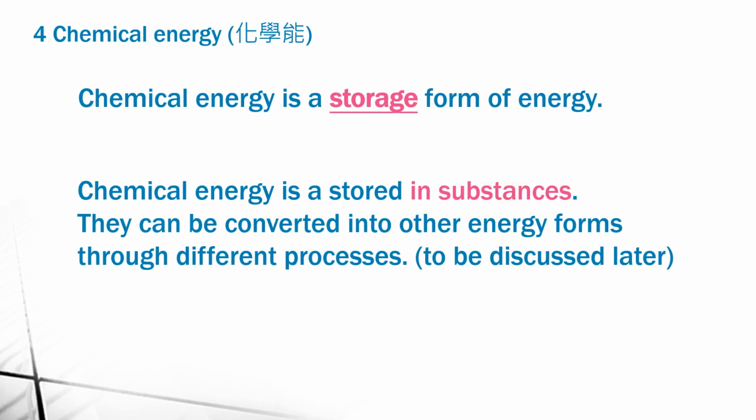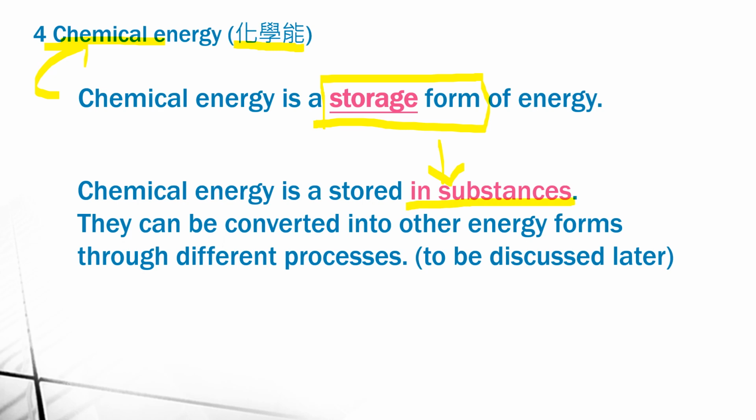The next form of energy I'm going to introduce to you is called chemical energy. In Cantonese, we call it 化學能. It's very abstract, so I use this sentence to describe chemical energy instead. What is chemical energy? It is a storage form of energy. 一種能量儲存嘅方式 is a storage form of energy inside any substances.